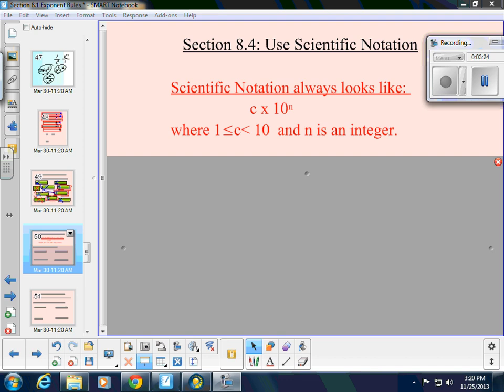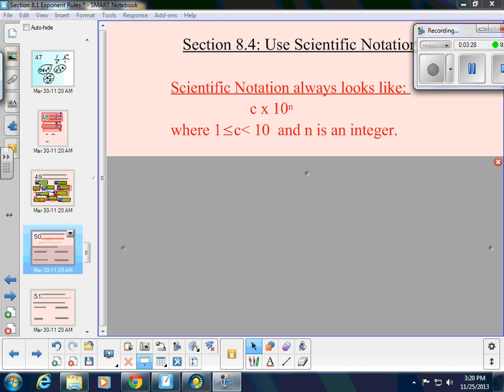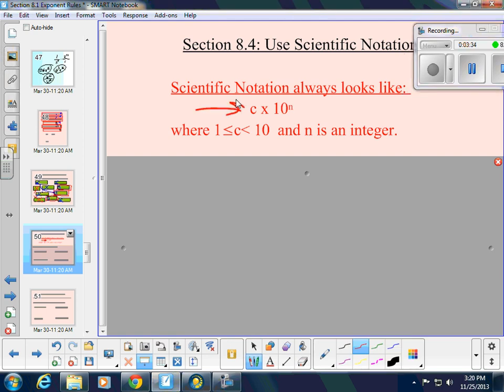If you're taking notes along with me, here's a general guideline. What should it look like when a number is in scientific notation? It should look like this. C stands for some number, some constant, times 10 to the nth power. And that number C needs to be at least 1 and less than 10. So 9.9 could even be about as high as you can go.